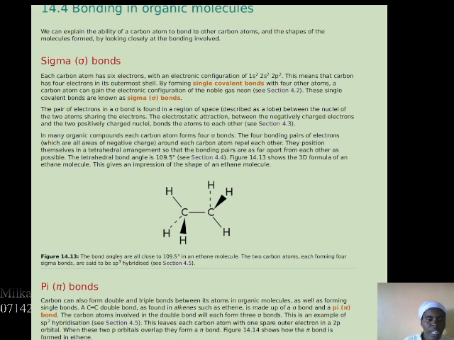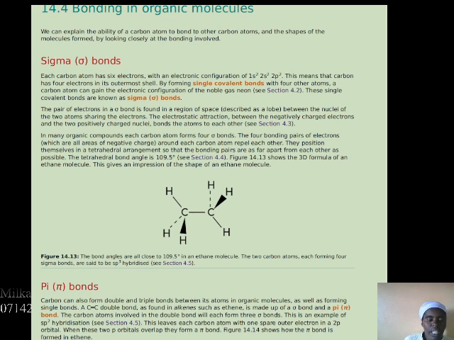So for example, here in ethane, the carbon has 4 bonds, 3 hydrogen bonds and one bond with carbon. So therefore they form a tetrahedral arrangement with a bond angle of 109.5 degrees.